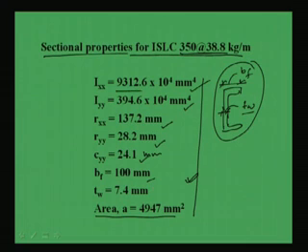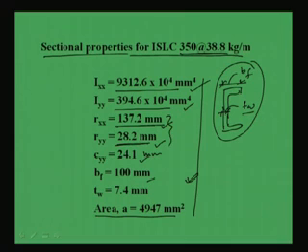Now, if we see, IXX is much greater than IYY, or in other words, RXX is much greater than RYY. RXX is 137.2 and RYY is 28.2. As we know, the compressive strength of the member depends on the radius of gyration, because if the radius of gyration becomes less, the L by R ratio, that means the slenderness ratio, will increase. Slenderness ratio increasing means the allowable compressive stress of the member will decrease, because of buckling effect.